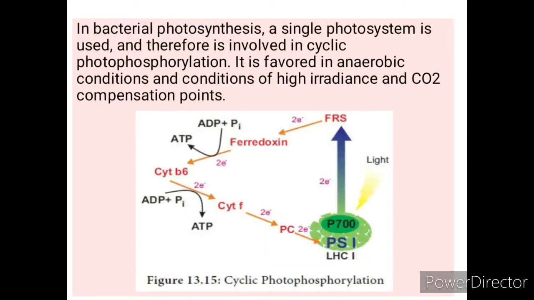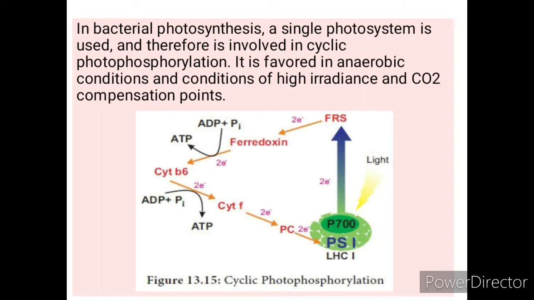So in bacterial photosynthesis, a single photosystem is used and therefore it is involved in cyclic photophosphorylation. That means in bacteria there is only cyclic photophosphorylation because there is a single system present, that is called PS first. For non-cyclic photophosphorylation, we need both systems, that is PS1 and PS2, which we will see in the next video.